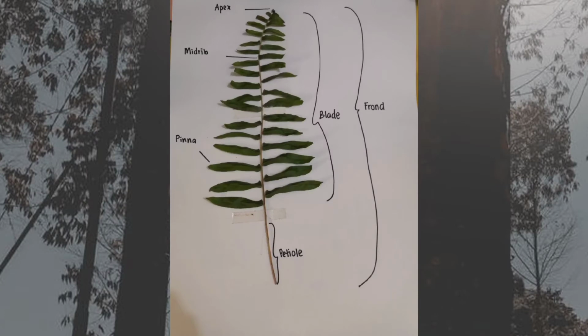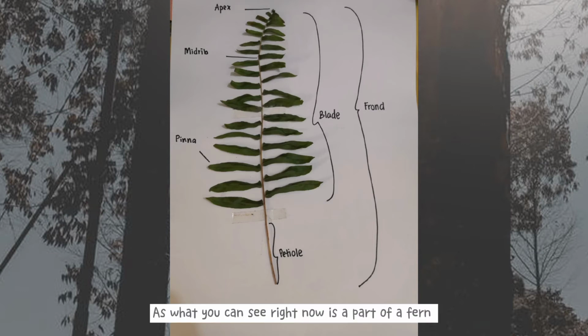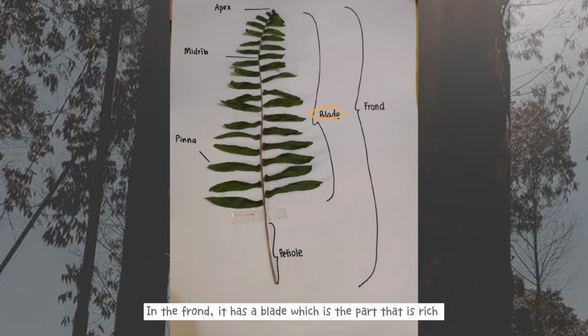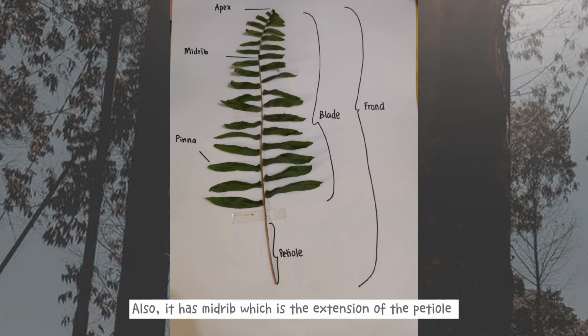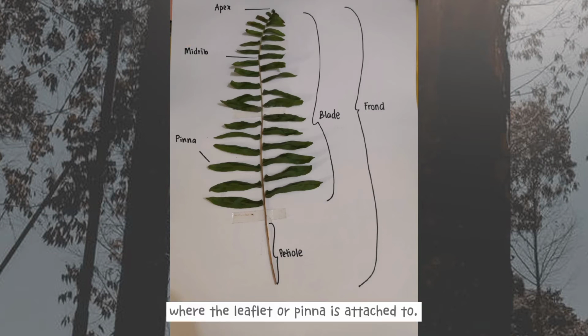Now, I am going to talk about the structure of a fern. What you can see right now is a part of a fern, which is the leaf, or sometimes we call it a frond. The frond has a blade, which is the part that is rich in chlorophyll. Also, we have the petiole, which connects the blade to the rhizome or stem. There is also the midrib, which is the extension of the petiole where the leaflet or pinna is attached.